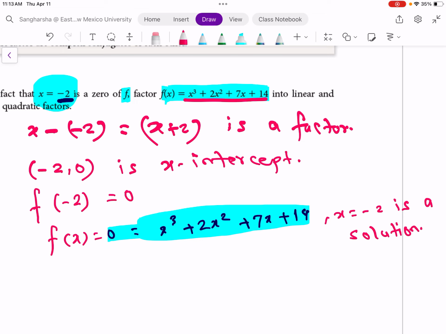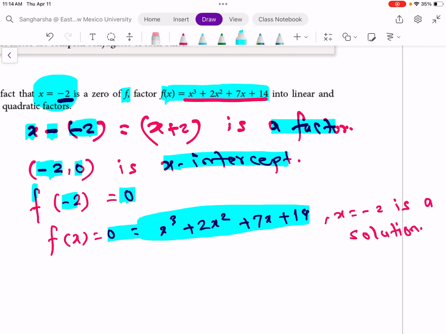So if you know any number is a real 0 for a function, then the most important thing is that x minus that real 0 is a factor. That's what you need to know. And that real 0, negative 2, 0, is an x-intercept. If you find the output at that given x value, the output is 0.